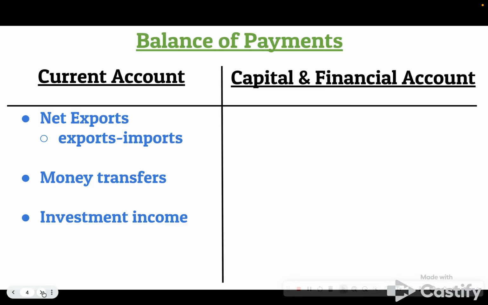Last but not least is something that when we say it out loud, we think, oh yeah, that happens all the time, but maybe we forget that it is something that matters when we think about money and goods and services that are leaving the country, and we call it unilateral transfers.